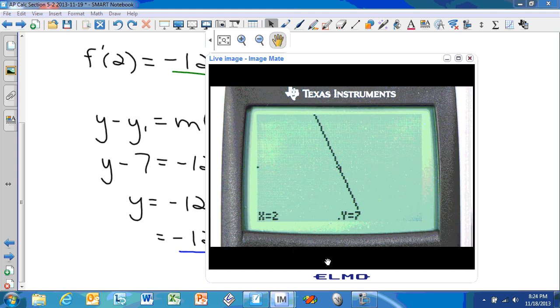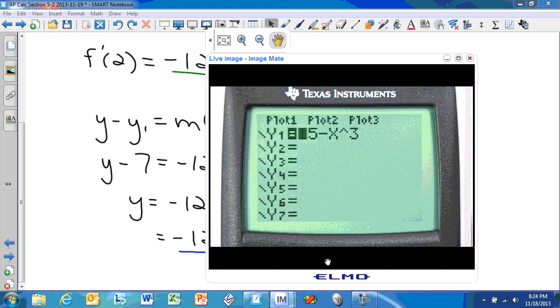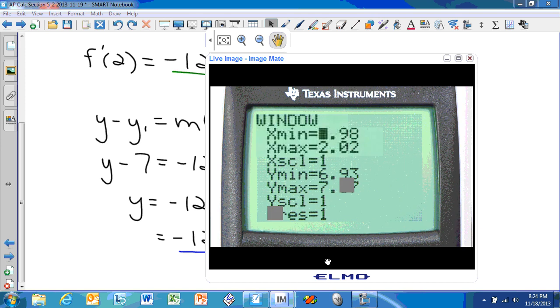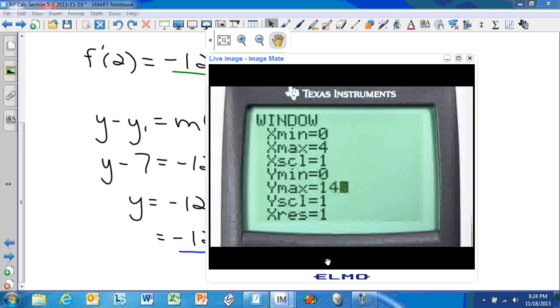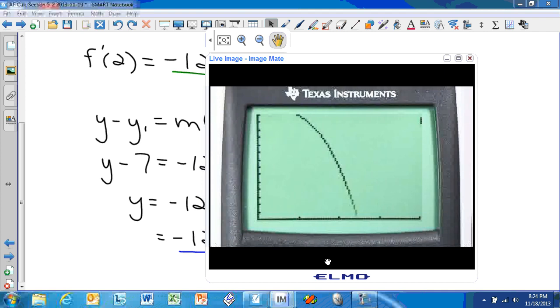Okay? And in fact, let me sketch the tangent line that we came up with, negative 12x plus 31. If we were to sketch that with this original function, let me go back to the original window that we had here, 0 to 4 and 0 to 14, just so you can see the tangent line sketch along with that. You can see how your tangent line, in fact, looks like it shares quite a few points with our original function around x equals 2. But definitely you can see that there's a difference between those two.